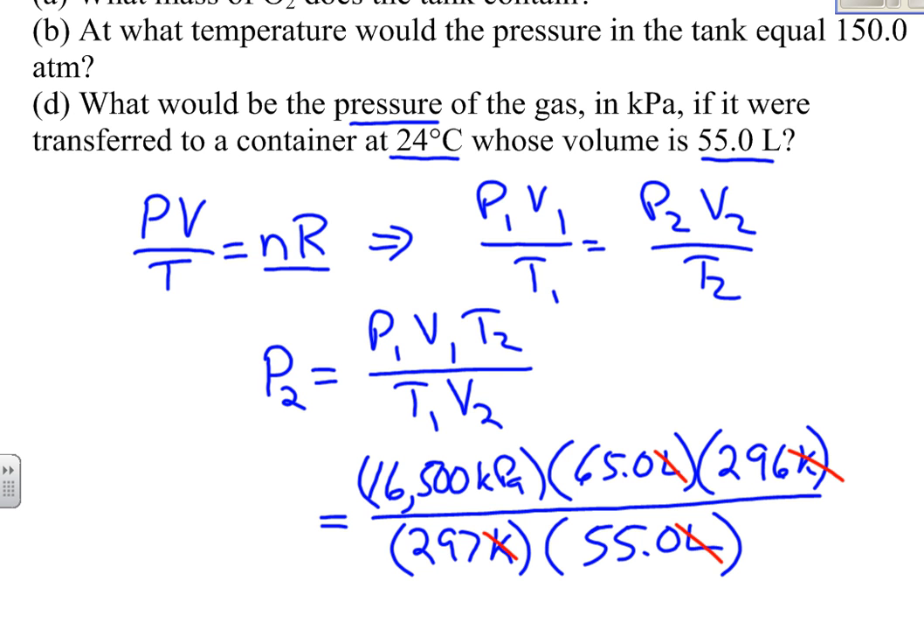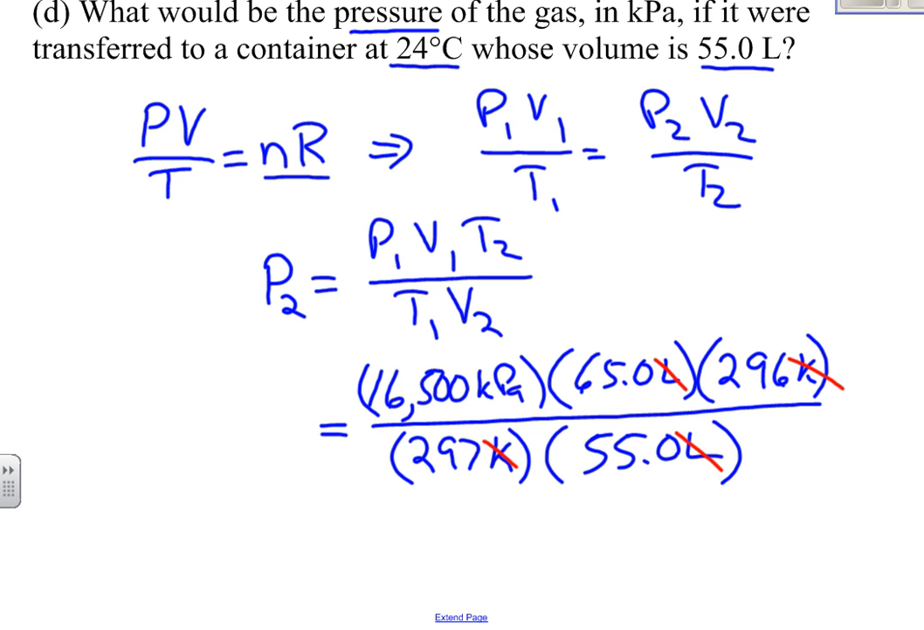If we do the math on this one, it gives us a pressure of 19,400 kilopascals. So you can see the versatility of the combined gas, or the ideal gas law equation. We'll do a few problems like these in class to get us comfortable with it.